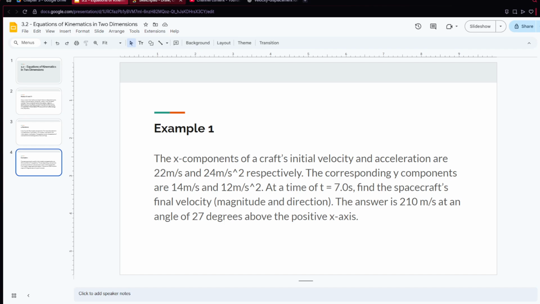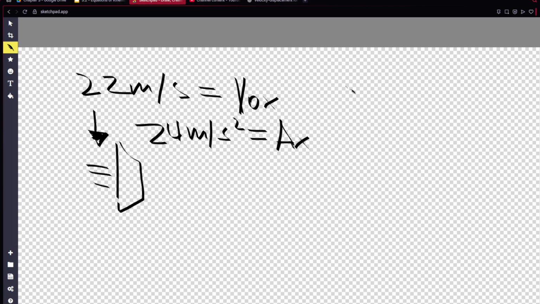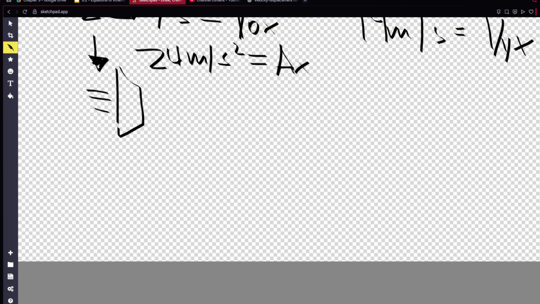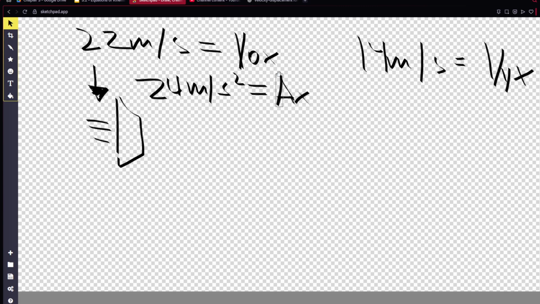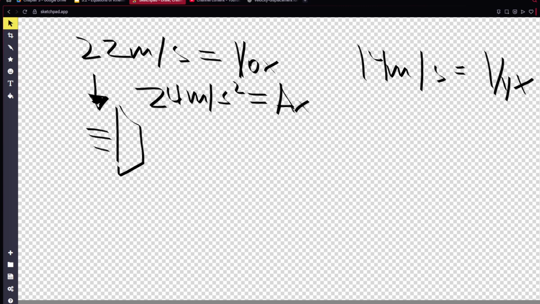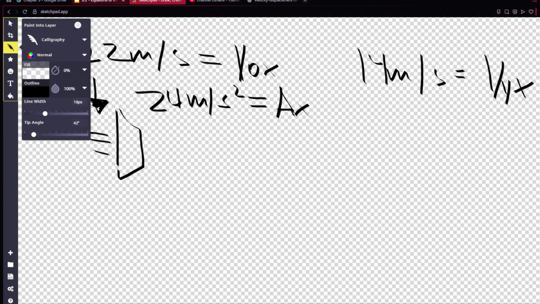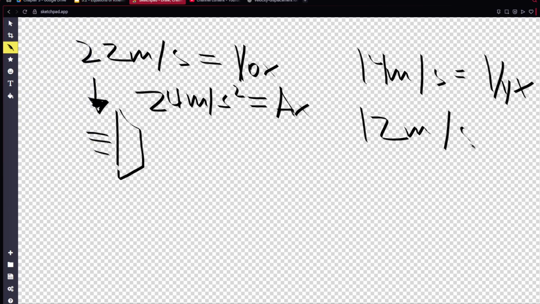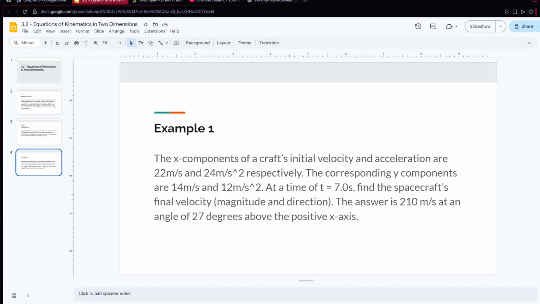The corresponding y components are 14 meters per second. So 14 meters per second is the velocity upwards. Note that we're using positive signage here because we're going upwards. You could still denote upwards as a negative component, but usually it's going to be positive because people correlate it to math. Then we'll do 12 meters per second squared, because that's what the book gave us as acceleration in the y direction. Find the spacecraft's final velocity at t equals 7.